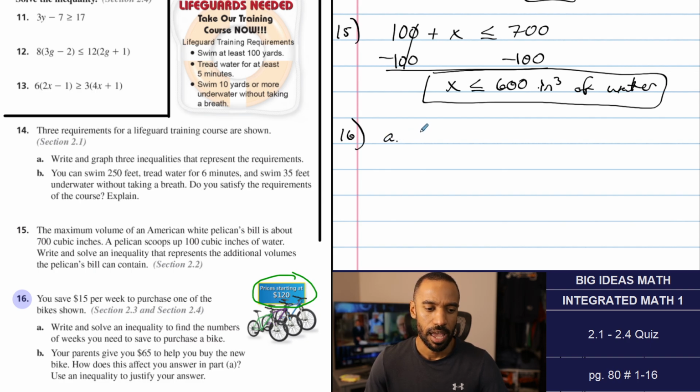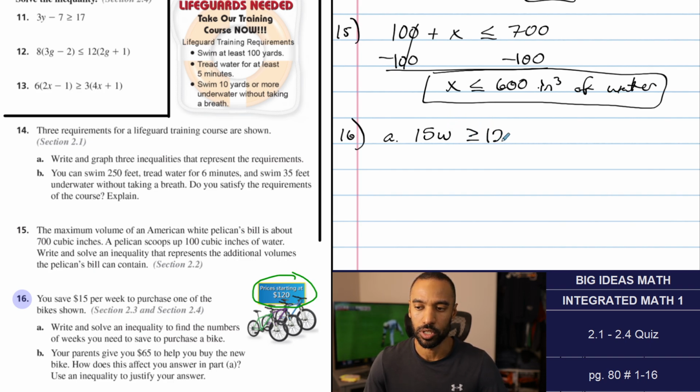So for part A, if I save $15 per week and multiply that by the number of weeks, this is the amount of money that I save. I need to save for a certain number of weeks in order to match or exceed $120. It needs to be greater than or equal to 120. There's my initial setup. If I divide both sides by 15, 120 thankfully divides evenly by 15, you get 8. W is greater than or equal to 8 weeks of time.